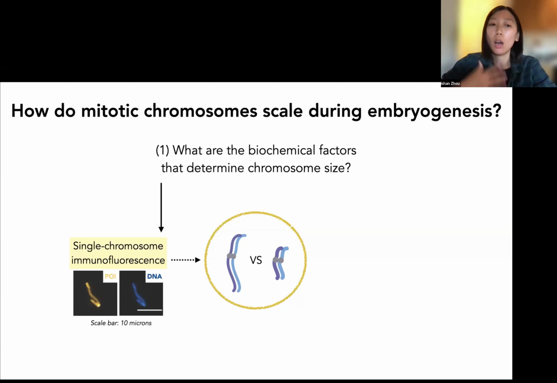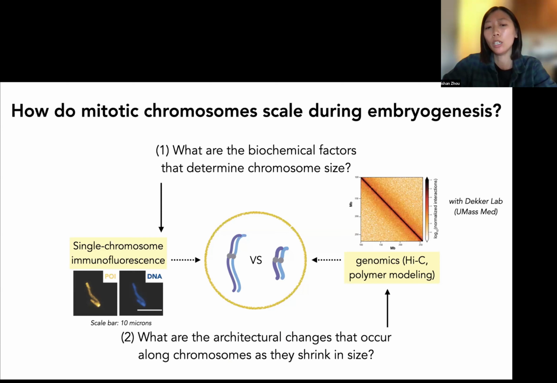So again, we use a lot of the single chromosome IF, in which case I'm always normalizing to a DNA stain to really calculate the abundance of a certain factor on the chromosome. And the second question really was, what are some of the architectural changes that occur along these chromosomes as they shrink? And so for this, we turned to our genomics approach using Hi-C and polymer modeling. And this was all through a collaboration with the Decker lab.